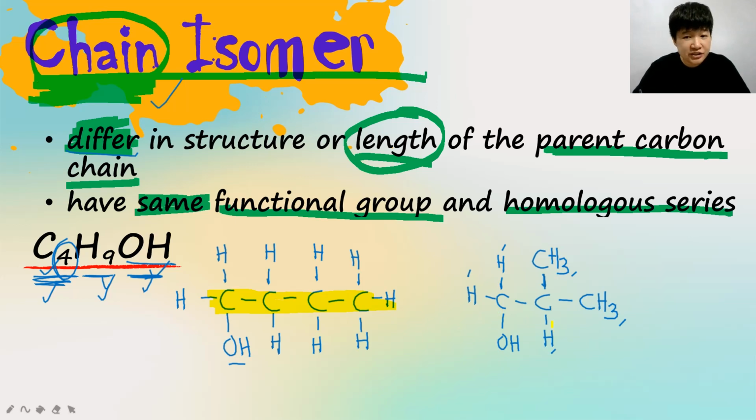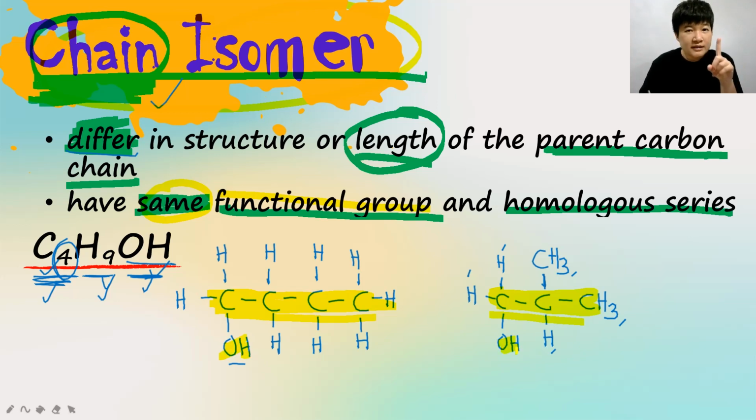But what is changing? Look at the longest carbon chain. Look at your longest carbon parent. Your longest carbon parent is changing from 4 carbon to 3 carbon. That is your chain isomer. Okay? Make sense? They are still holding the same functional group. The functional group remains unchanged. The position of the functional group is also the same, on the first carbon. The only thing that needs to change, only one, is the longest parent carbon. Okay? Simple. That is chain isomer.